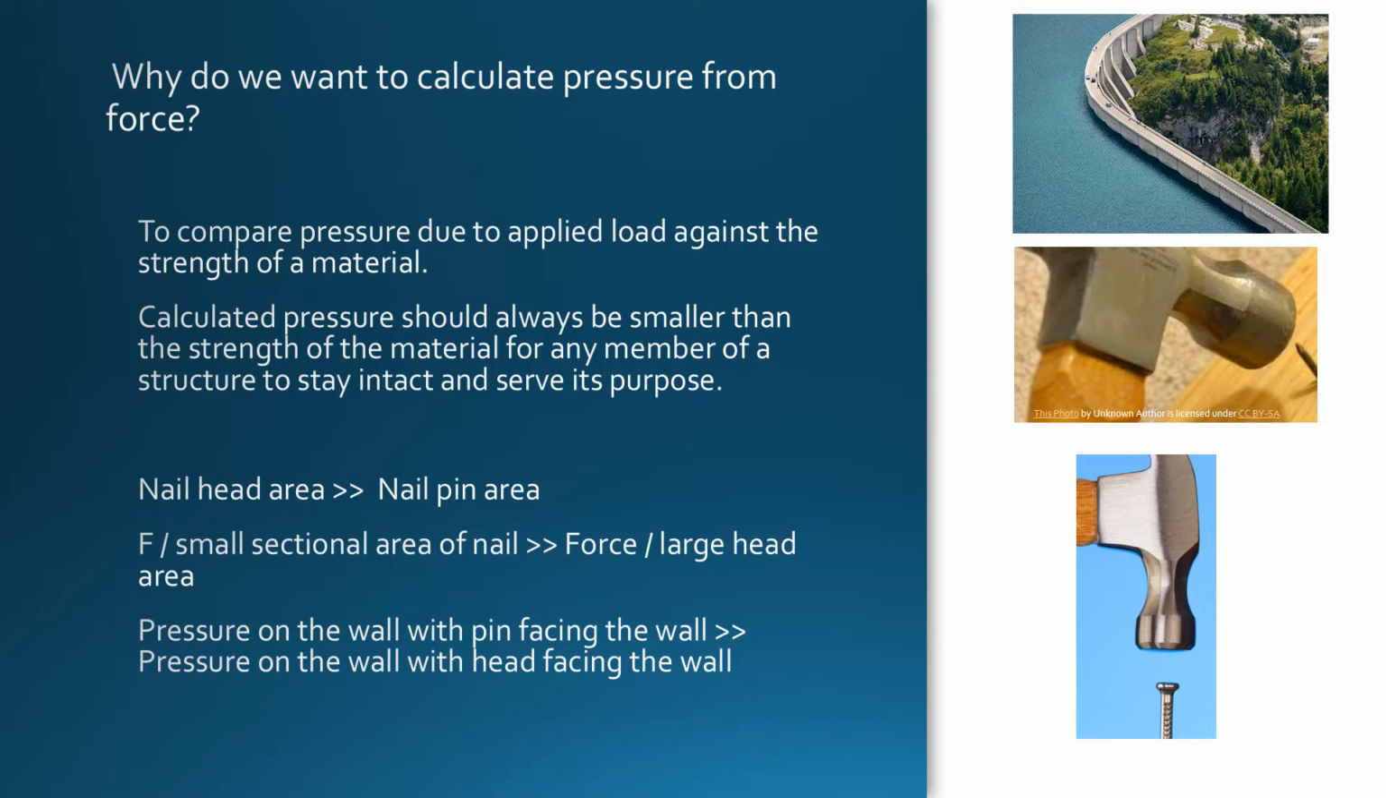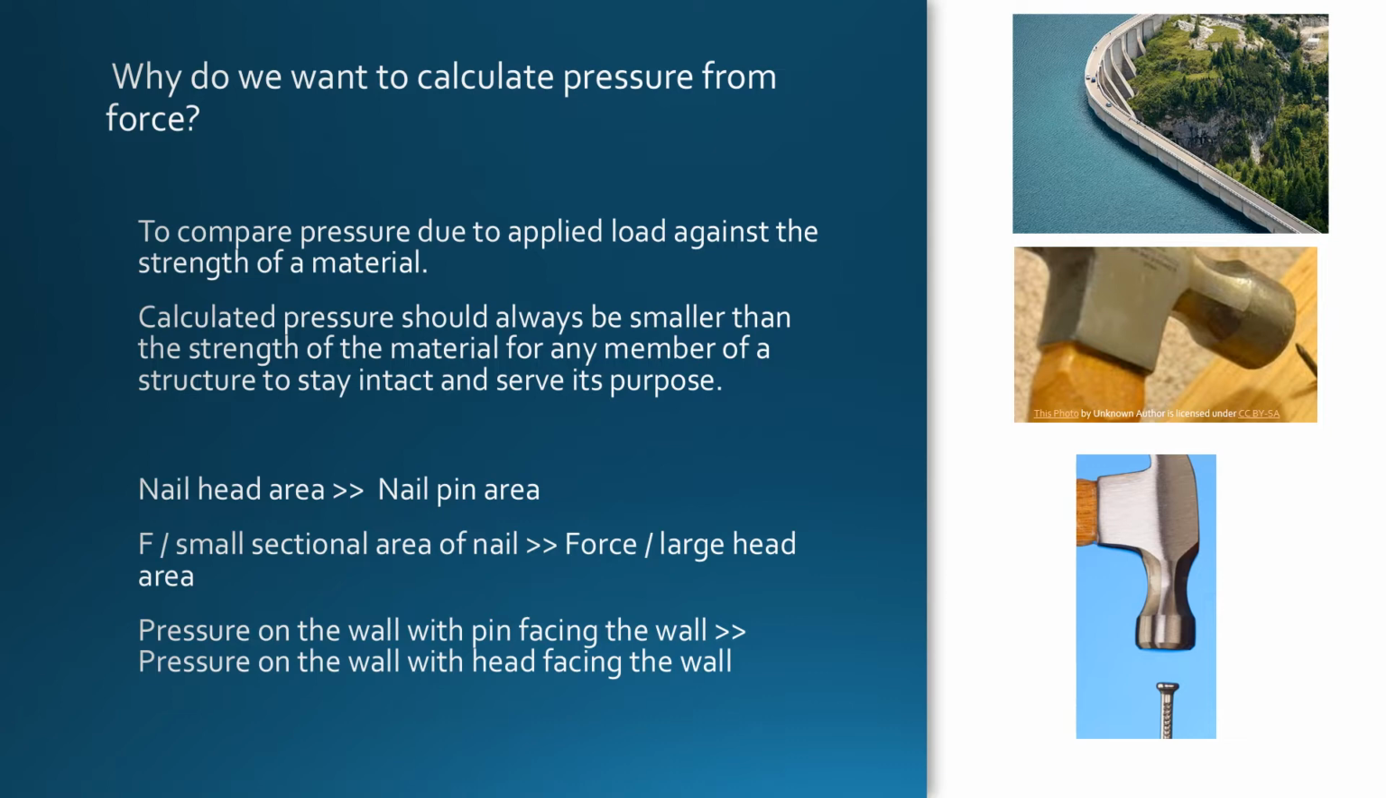Now let's talk about the importance or application of force and pressure. Why do we want to calculate pressure from force? Right? So first we calculate force and then we calculate pressure. What is the application of doing that? The main reason to calculate pressure is to compare external pressure acting on the body against the strength of material. So for engineering design purposes, we need to know what is the external pressure acting on a body and what is the strength of that particular material. Based on that, we design the cross section of the structural member.